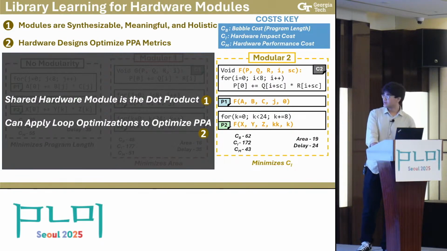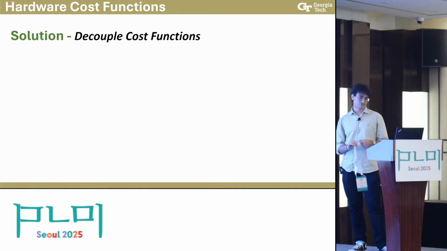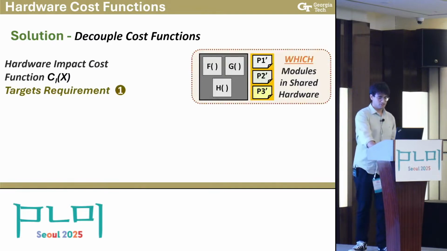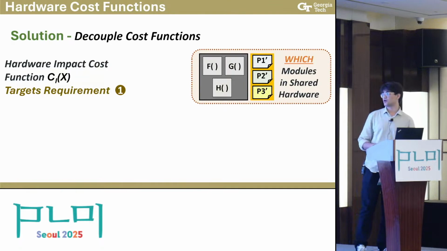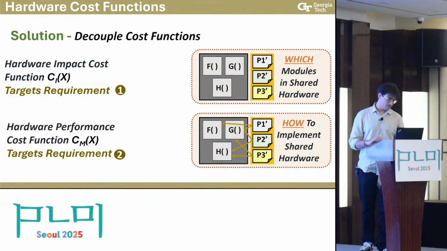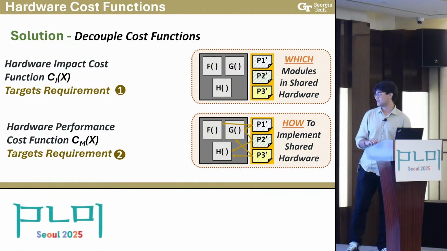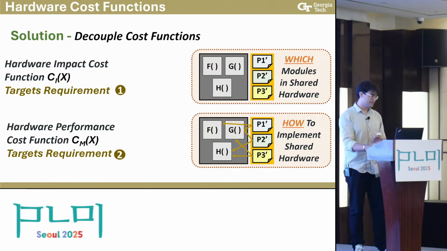So what does this teach us? We actually want to decouple the stages and our cost functions. We want to find out which hardware modules to use by using the hardware impact cost, as this targets hardware requirement 1 and which modules are very useful. So that's what this looks like: which modules should exist in the shared hardware. And then we're going to use the hardware performance cost when we have an explored eGraph with function modules to then extract the design. This is basically equivalent to telling us how we want to implement these shared hardware modules and what's the best way to minimize PPA.